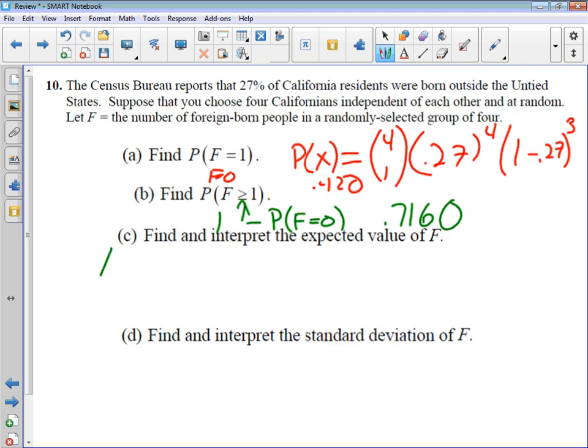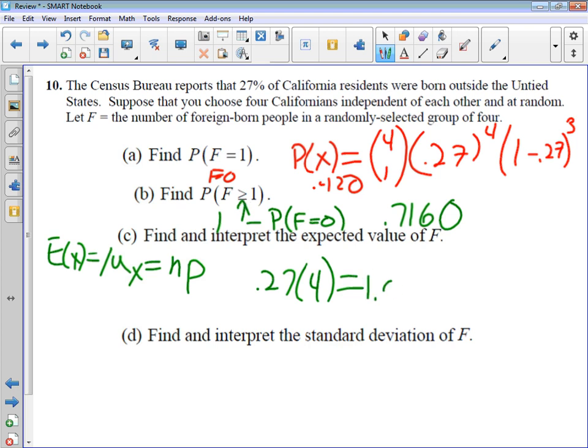So find and interpret the expected value of x. For a binomial distribution, the expected value of x is the mean of x, which is just n times p. So that's going to be 0.27 times 4, or I can't do that math in my head, it's 1.01. So that's the value. So interpret.